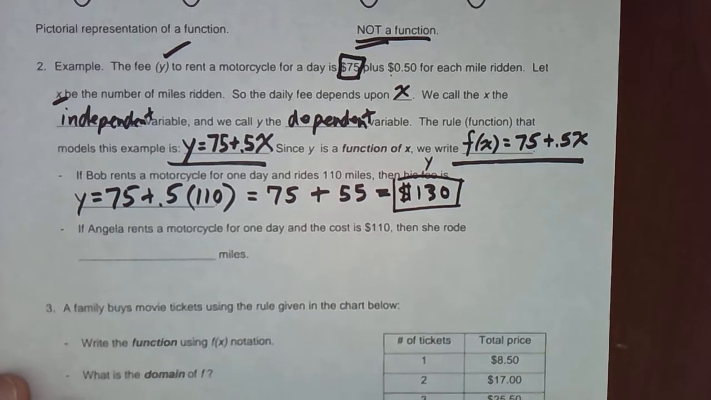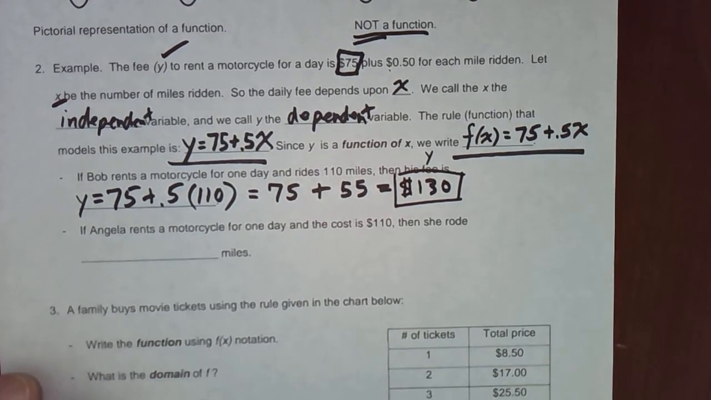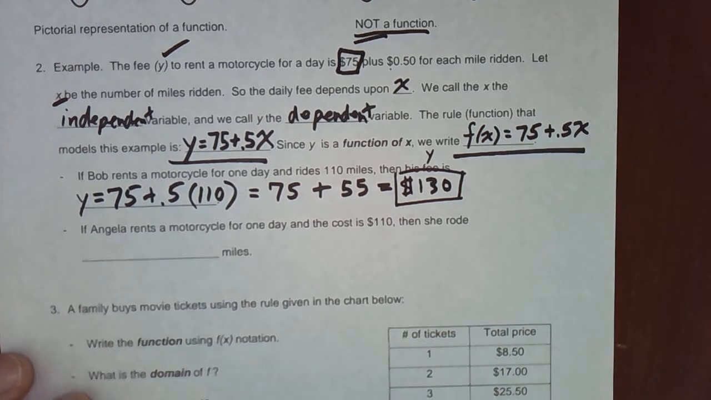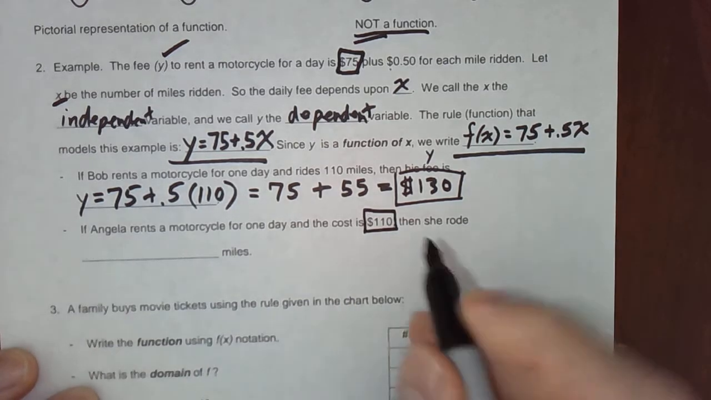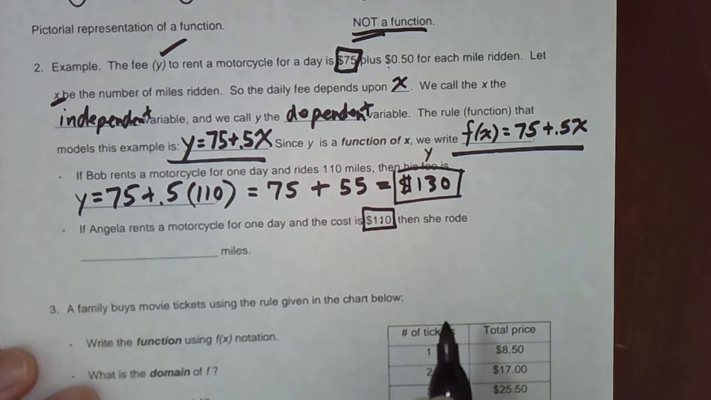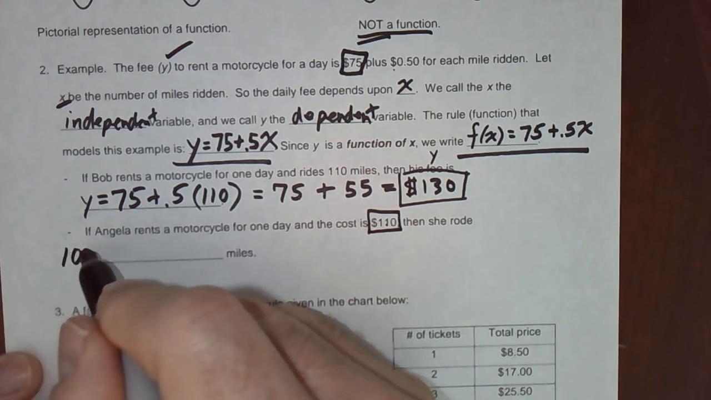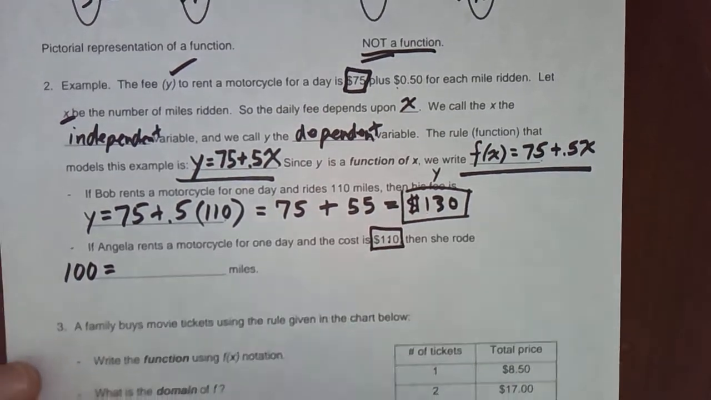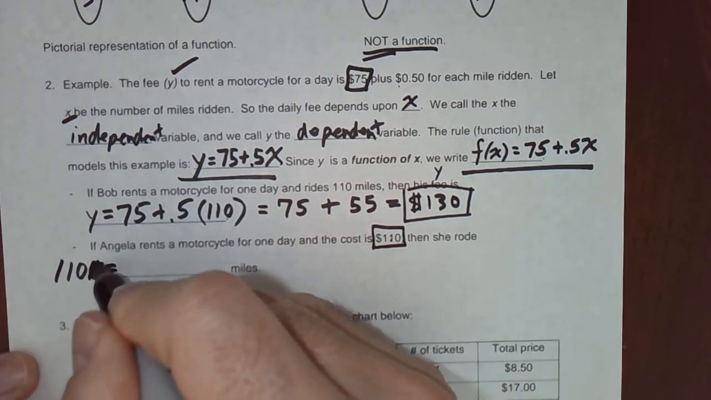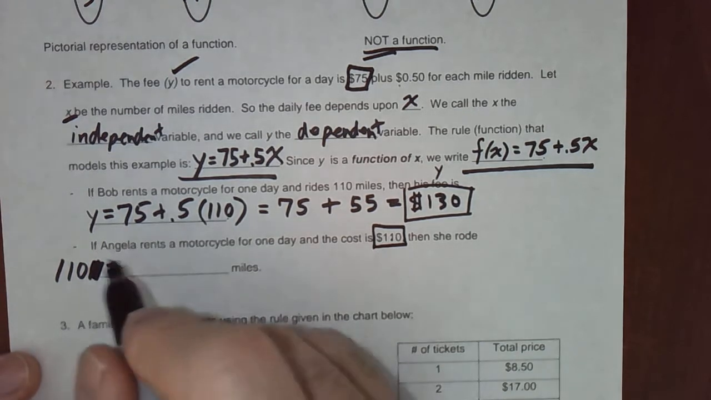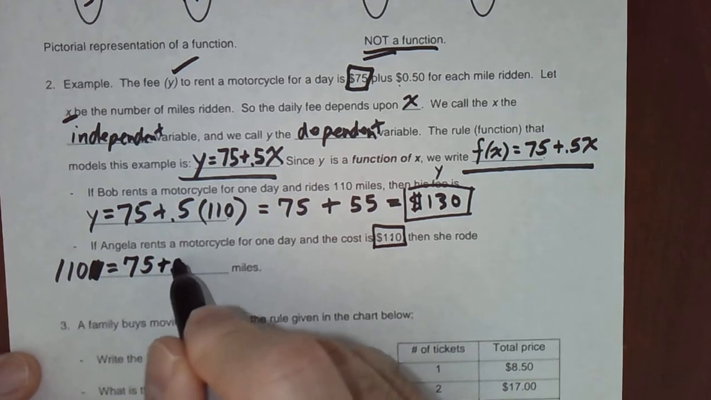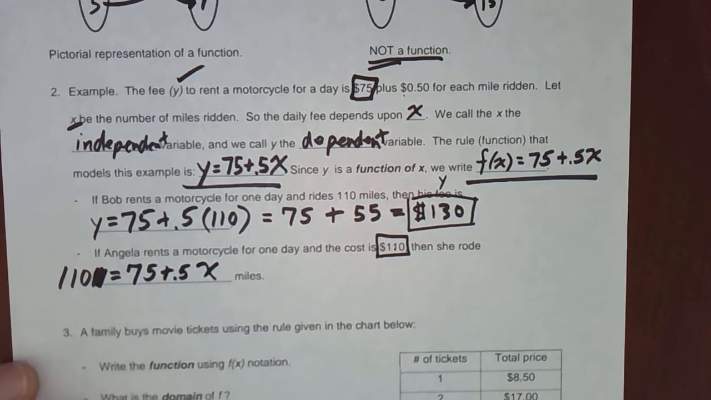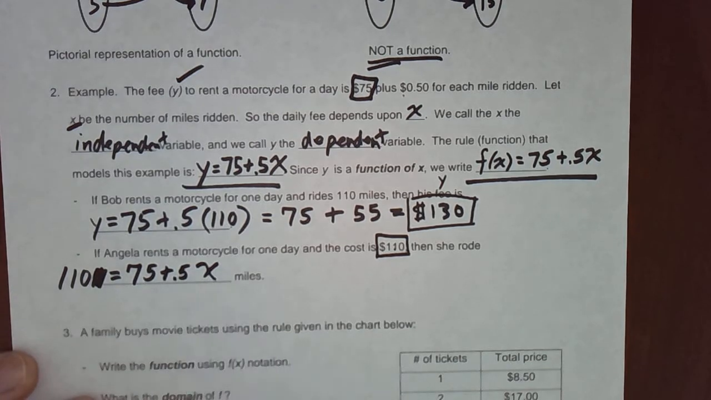If Angela rents a motorcycle for a day and the cost is $110, then how many miles did she ride? Well, the same formula, only the cost is $110. That's the fee. That's y. So in the formula, y is equal to, oops, 110. 110 is equal to 75 plus 0.5x. So all we need to do to find the number of miles is solve for x.